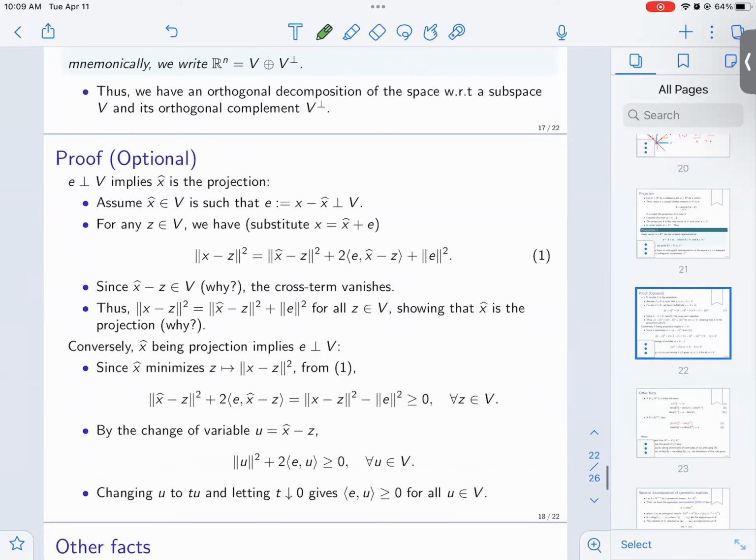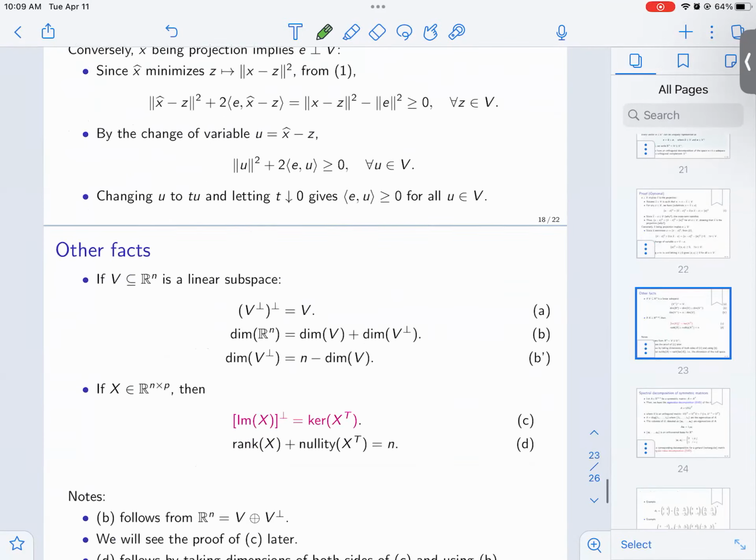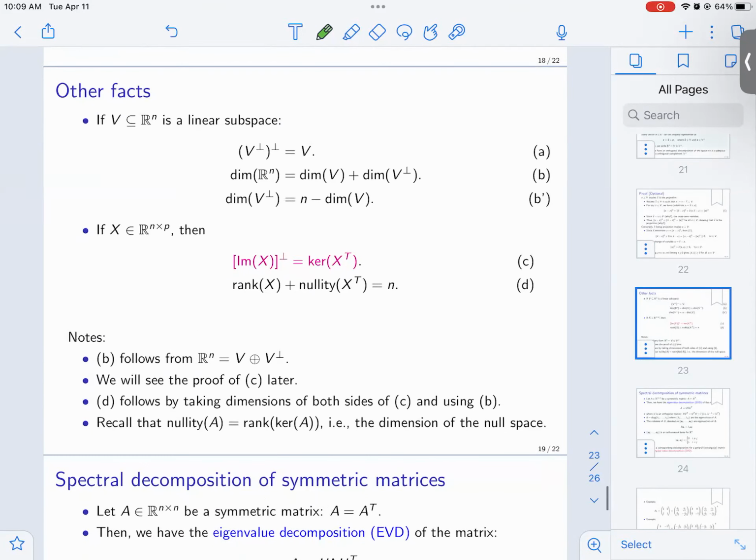This proof is optional. You can read it for yourself. What I'm trying to prove is that if the residual is orthogonal to V, then x hat has to be the projection. I'm not going to go through the proof. This summarizes the idea that V perp perp is V. The dimension of Rn is the sum of the dimensions, so the dimension of V perp is n minus that. This also follows from the orthogonality principle, which I'm going to come back to.